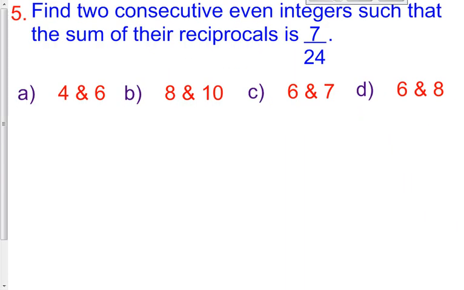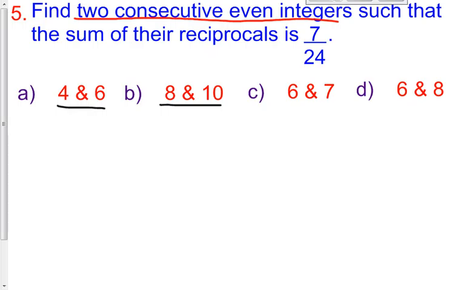Find two consecutive even integers such that the sum of their reciprocals is 7/24. Well, let's just break this down word by word here. It says find two consecutive even integers. So like 2 and 4, those are consecutive even integers. They're right next to each other, they're both even. 4 and 6, all right, these are two consecutive even integers. 8 and 10, these are two consecutive even integers.